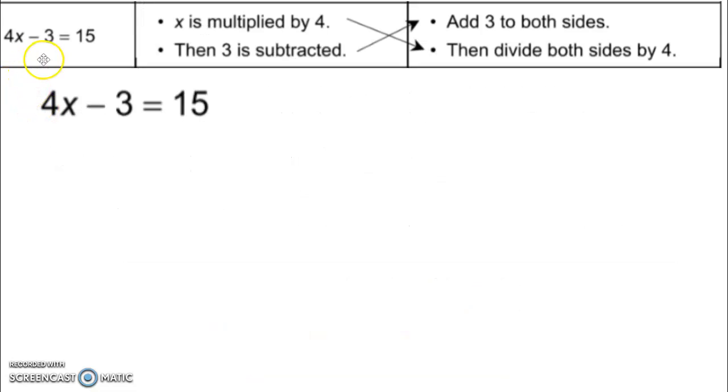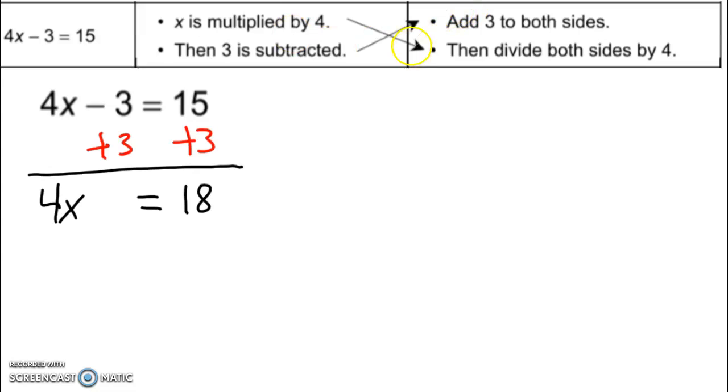Here we have 4x minus 3 is equal to 15. If we knew what x was, we would plug in the x, multiply it by 4, and then subtract the 3. But we're doing the reverse of PEMDAS. So we're going to work with the subtraction first and do the opposite of it, which is add. We're going to add 3 on both sides.